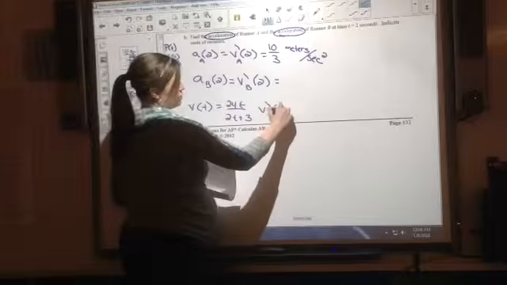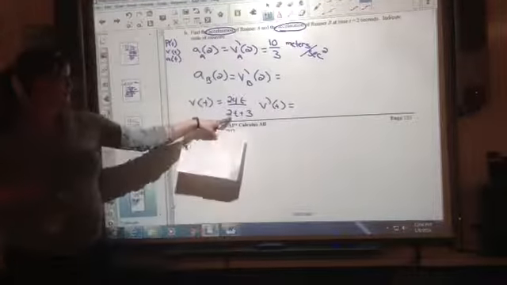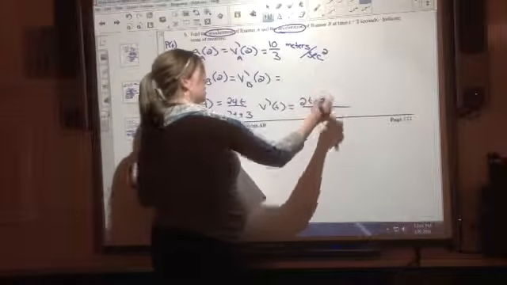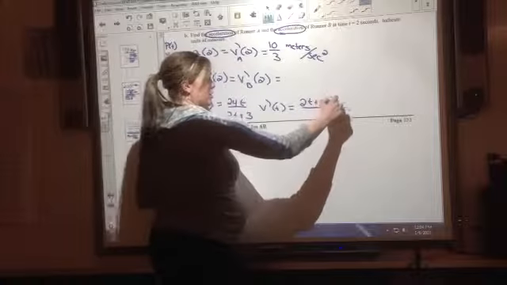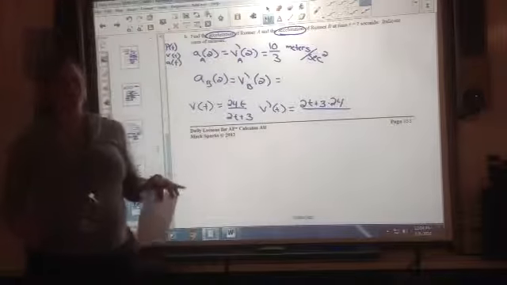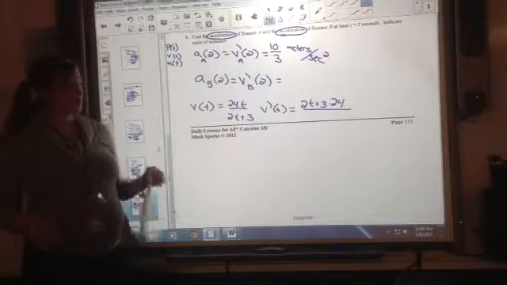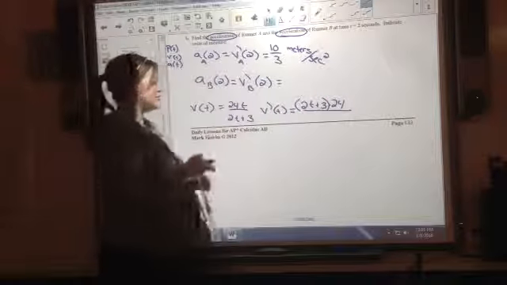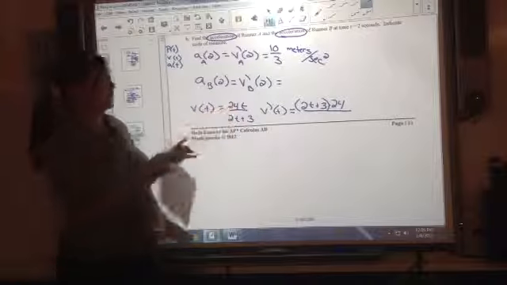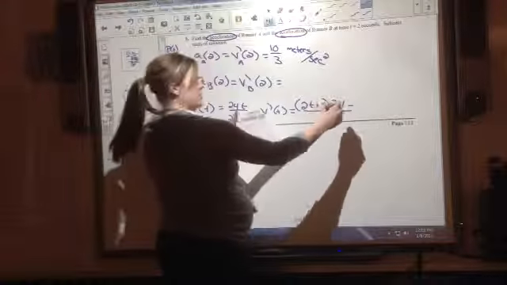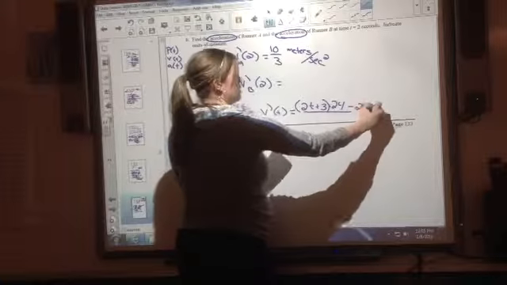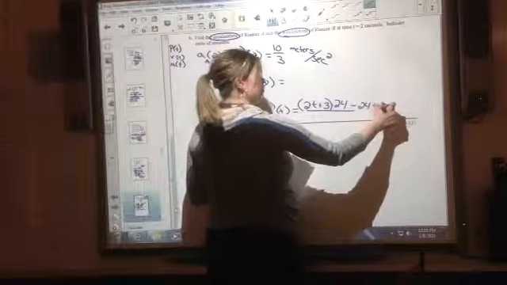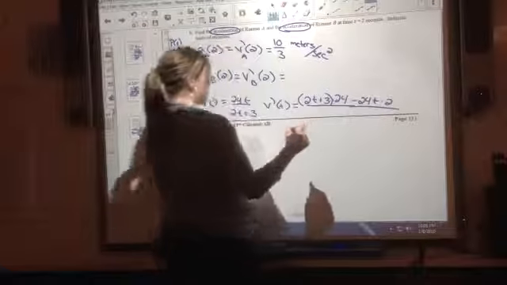The quotient rule. V prime of t would be the bottom times the derivative of the top. And I hope that you're looking at this and you're like, no, Miss Stewart, you're making a terrible mistake here. Don't forget parentheses, it makes a big difference. So the bottom times the derivative of the top minus the top times the derivative of the bottom. The derivative of 2t plus 3 is just 2, over the bottom squared.